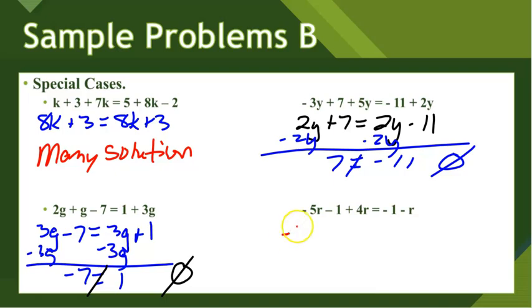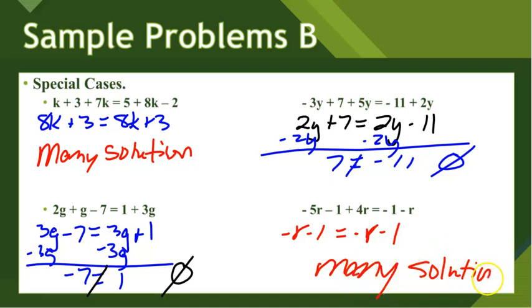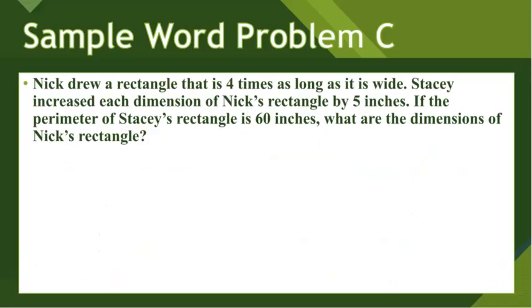And this last one, I have negative r minus 1 equals negative r minus 1. Since they're both the same, this would be many solutions. And a word problem. Nick drew a rectangle that is 4 times as long as it is wide. Stacy increased the dimensions of Nick's rectangle by 5 inches. If the perimeter of Stacy's rectangle is 60 inches, what are the dimensions of Nick's rectangle?